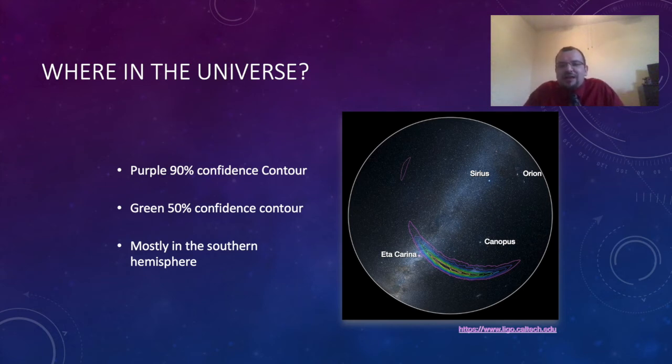So we're 90% sure that it's someplace in the purple, 50% sure that it's somewhere in the green, and then less sure as it's going in, but that's our best guess. So someplace in the southern hemisphere is essentially what we've got as far as location.